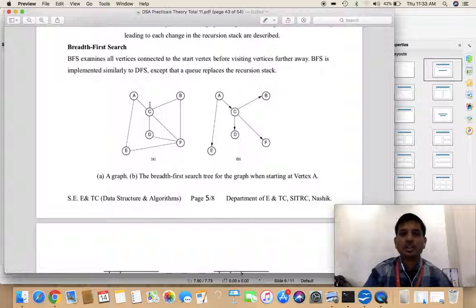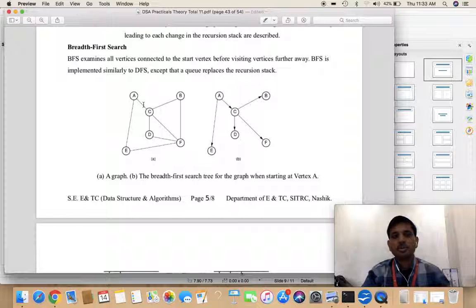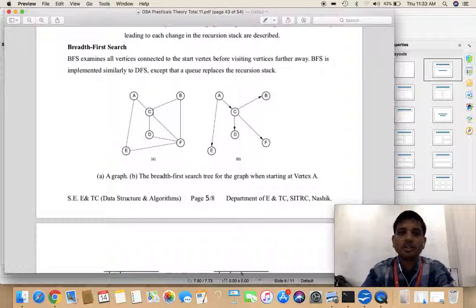Suppose I want to start from A, then what the breadth first search is doing is that we have to visit all the neighbor vertices of A. The neighbor vertices of A are C and E. So in your example, your search is A to C and E. So we can go from A to C and then A to E. So A, C, E, these are my visited vertices.